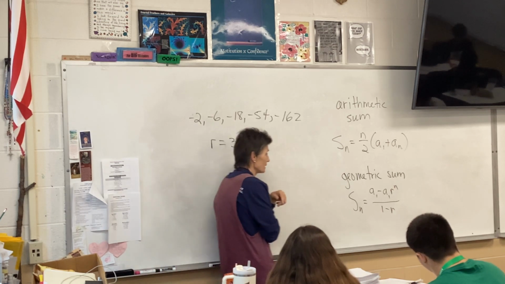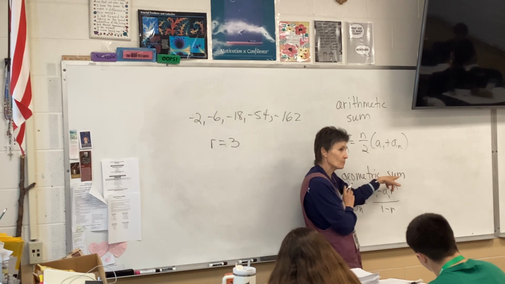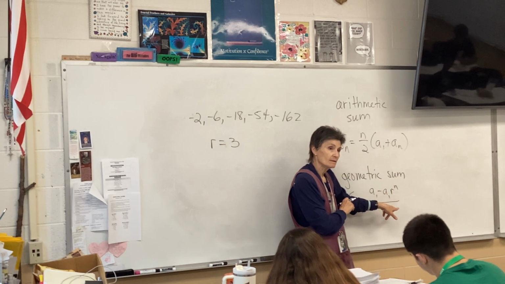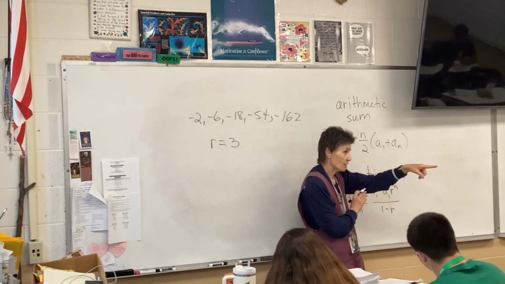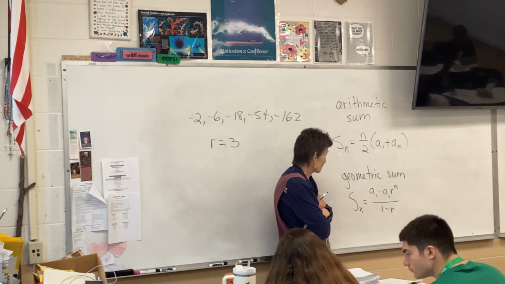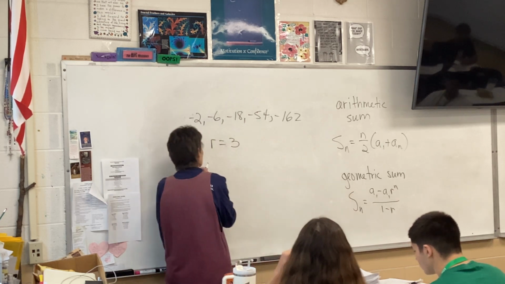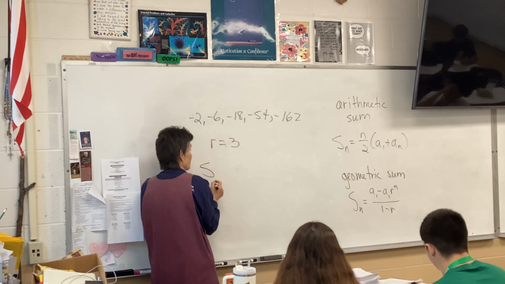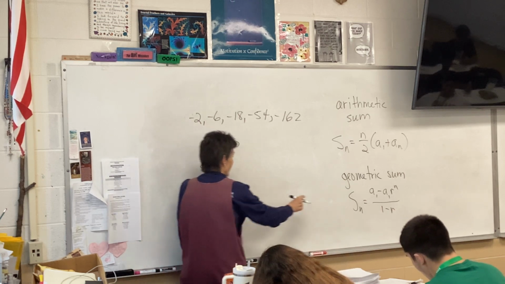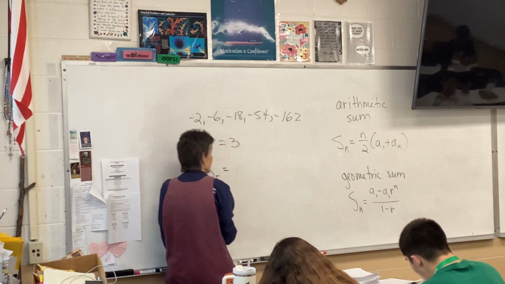First of all, even if I hadn't written down that it was geometric, see how it has an R in it? R is the ratio, right? And that's your geometric. Okay, let's go. How many terms am I adding in this sequence? 5.